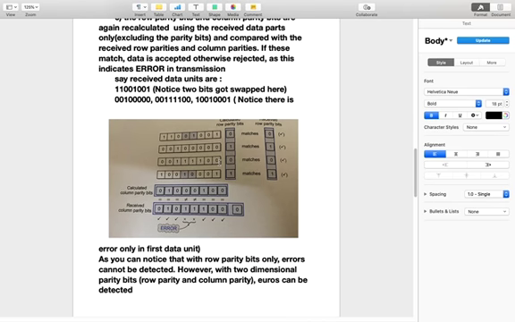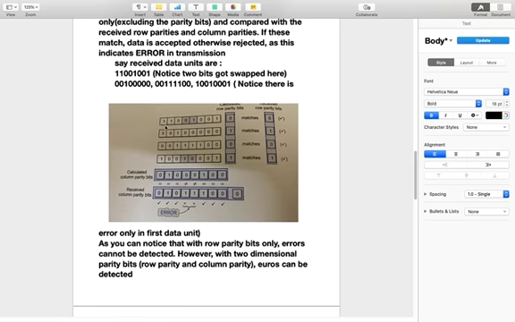So, for example, these are the received data units. We notice that two data bits got swapped here in the first unit. So again we recalculate the parity bits column wise and row wise. Row wise, all parity bits are matched, but when we calculate column wise parity bits, there are two unmatched.